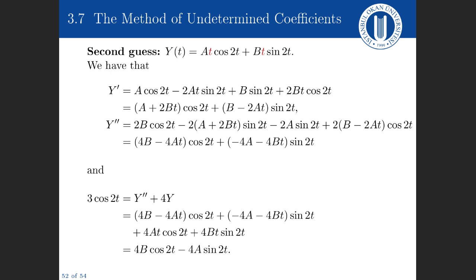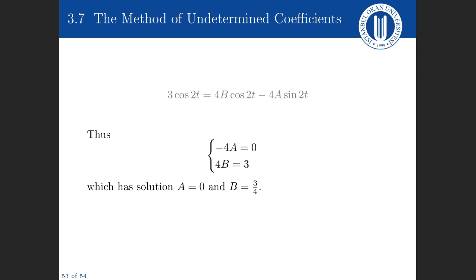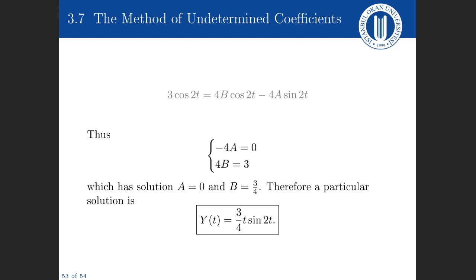Let me just write down the calculation for you to look at quickly. We differentiate capital Y twice, put it into the differential equation. All of the t cos 2t and t sine 2t terms should cancel, and we're left with 3 cos 2t is the same as 4b cos 2t minus 4a sine 2t. 3 must be the same as 4b, 4a must be 0. So clearly a must be 0 and b must be 3 over 4. That gives us our particular solution, 3 over 4 t sine 2t.